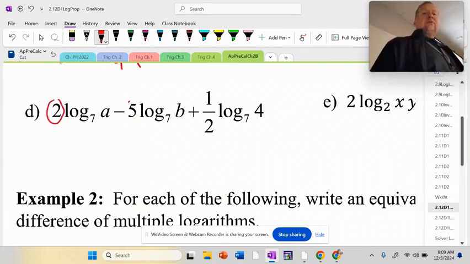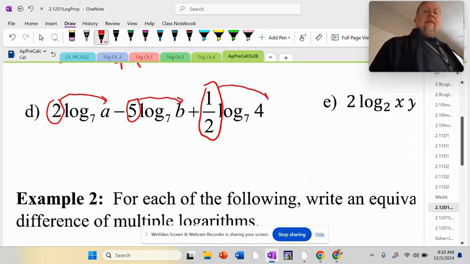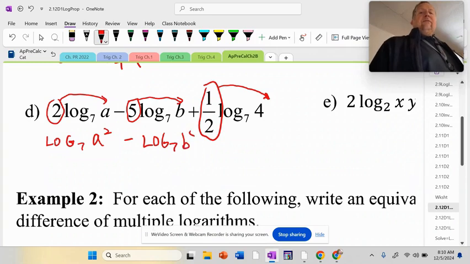What does that become? Starts with an E. Exponent. So you yank these up here first. I'll slow it down. And then what does 1/2 power mean? Square roots. So really watch what I do. Log base 7 of a squared minus log base 7 of b to the 5th. Plus log base 7. Okay, we got to be able to do two steps in one.